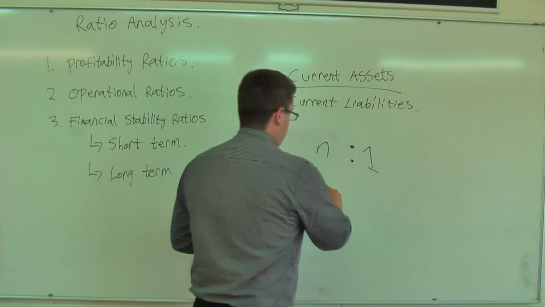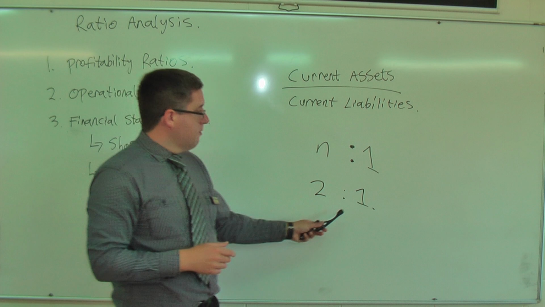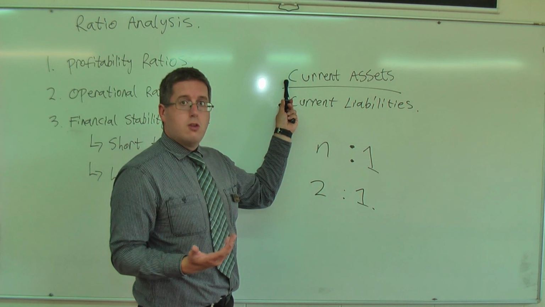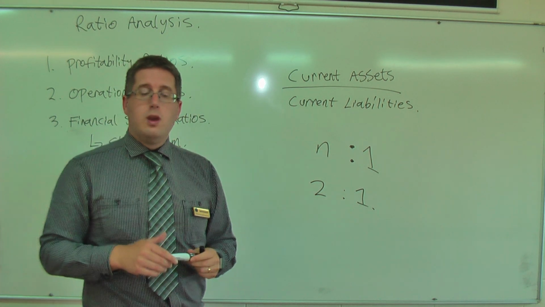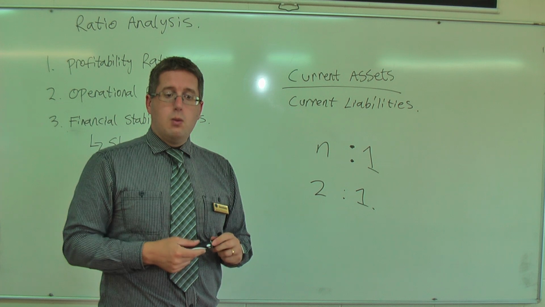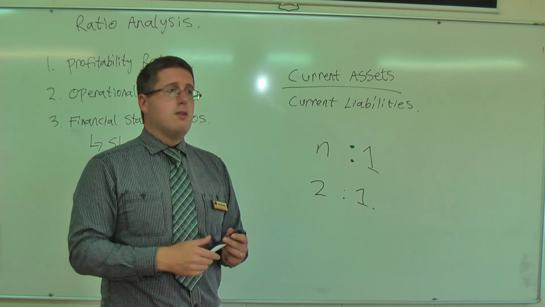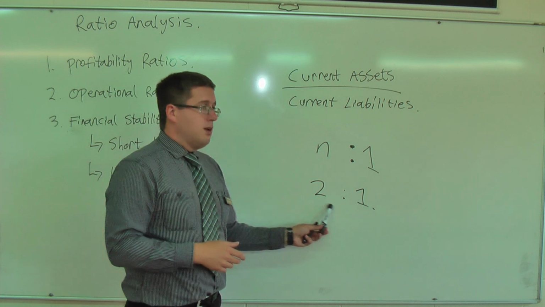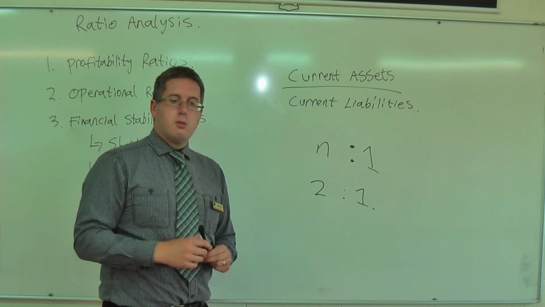So say, for example, if the result is 2 to 1, that means that for every $1 of current liabilities, you have $2 of current assets. And this is an ideal situation to be in, where you have more than 1 to 1. So 1 to 1 is probably the bare minimum, I would say. If you're lower than that, you're risking it. But 2 to 1 gives you a bit of a buffer that, yes, we've got enough current assets to repay.